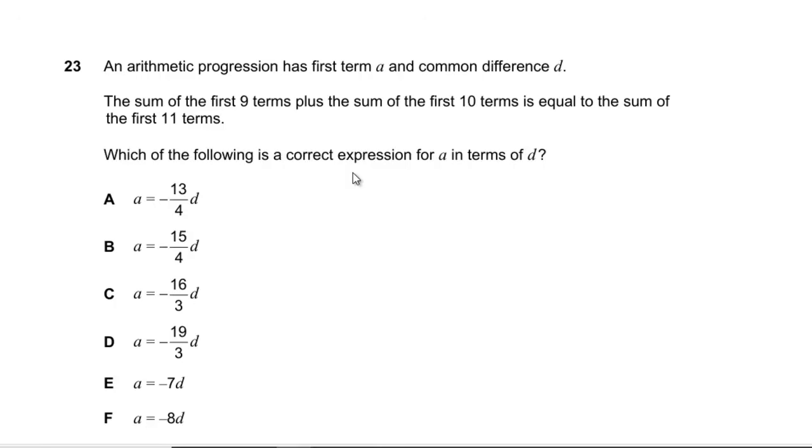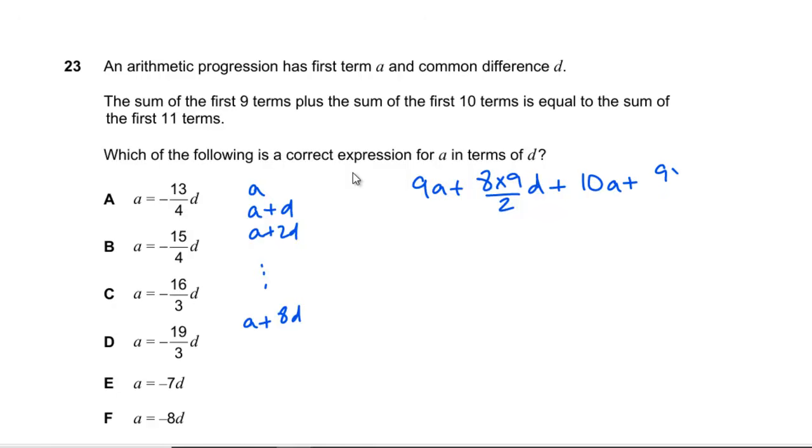Right, so first 9 terms. So we've got a plus d, a plus 2d, etc. down to a plus 8d. So that means we've got 9 a's, and then we've got the 8th triangular number for d, so that's 8 times 9 over 2 times d. And then I need to do the same for 10, so that would be 10a plus 9 times 10 over 2 times d.